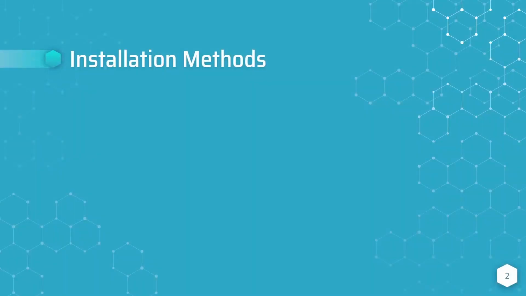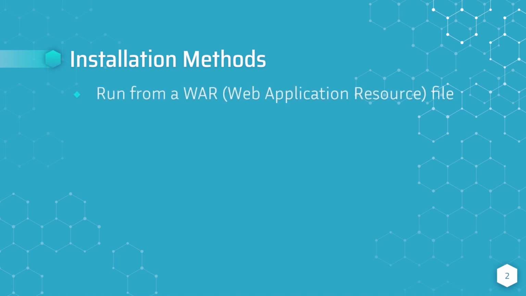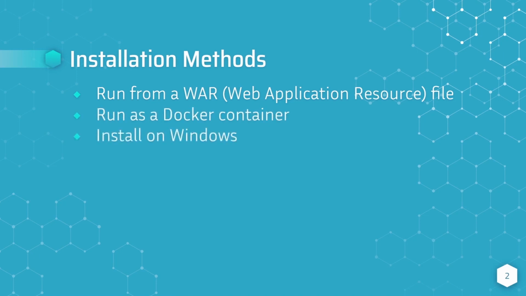There are multiple installation methods for installing Jenkins. You can run Jenkins from a web application resource file, also known as a WAR file. You can also run Jenkins as a Docker container from a Docker image. You can install Jenkins on Windows using a Windows executable file. You can also install it on Mac OS. And finally, you can install it on many Linux distributions such as Red Hat or Ubuntu.